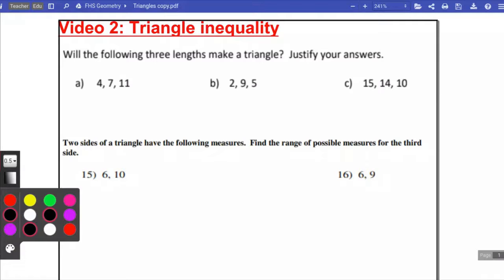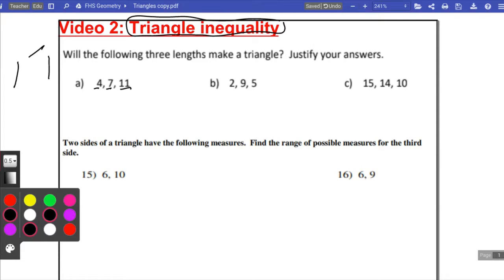So Video 2 is about triangle inequality. What does that even mean? Well, check this out. If I give you a job, and I tell you, hey, I want you to draw a triangle, but I want the first side to be 4 centimeters, the other one to be 7, the other one to be 11. The question is, would that really make a triangle? If I give you 3 lines, how do you know if you connect them it will make a triangle?